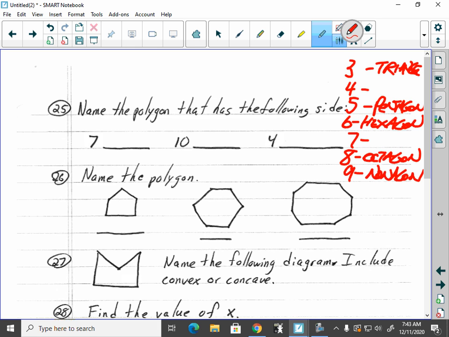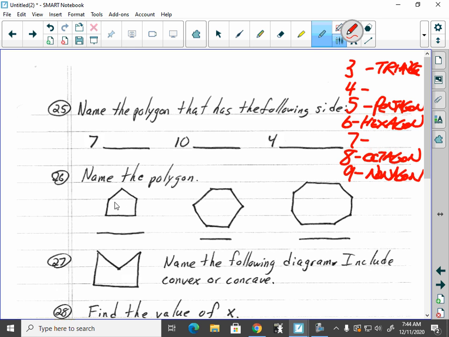My handwriting's looking sweet. And then 10, oh, I don't remember what that is. But you can find the list. Otherwise, Google it. What is the name of a 7-sided shape? Wow. Name the polygon. Okay.